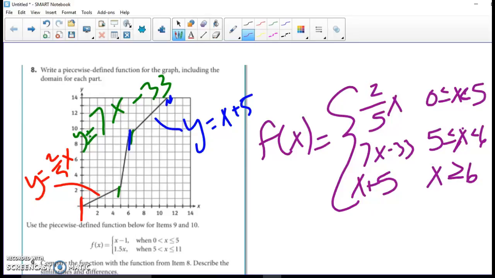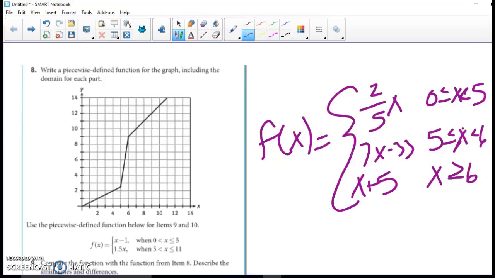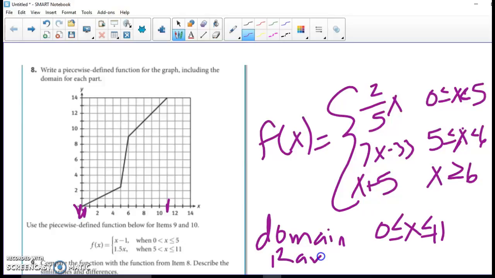Looking at the domain for this function, it goes from 0, our starting point here, to 11, so that is our domain for the total function. And our range is going from 0 all the way up to 14. Since there's no arrows, it does not indicate that it goes on forever. So we're going to go from 0 all the way up to 14.